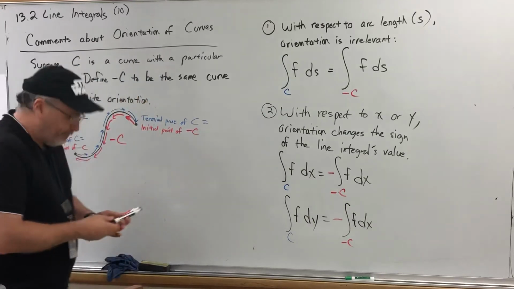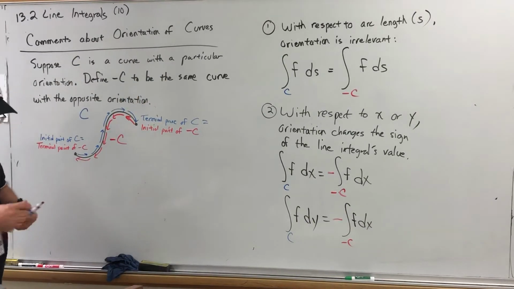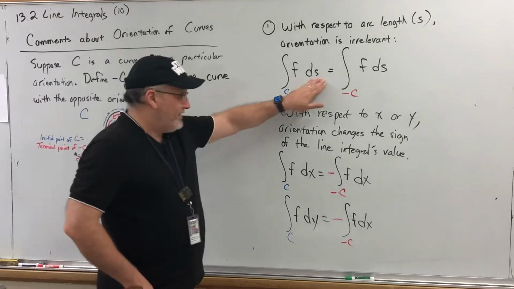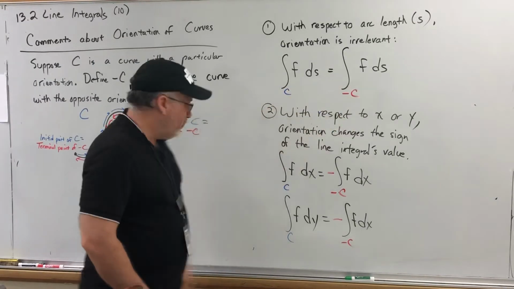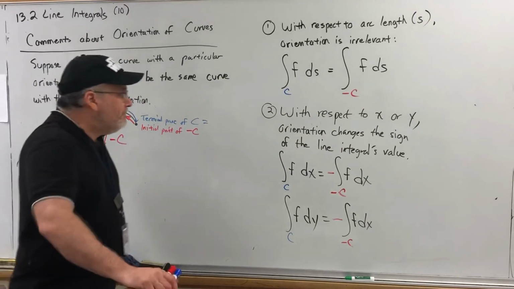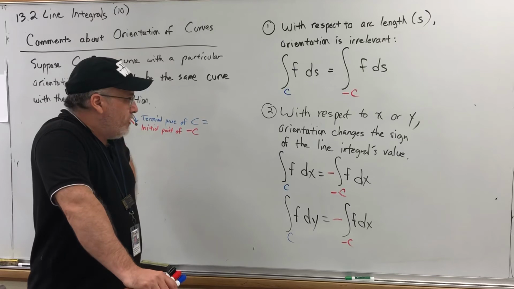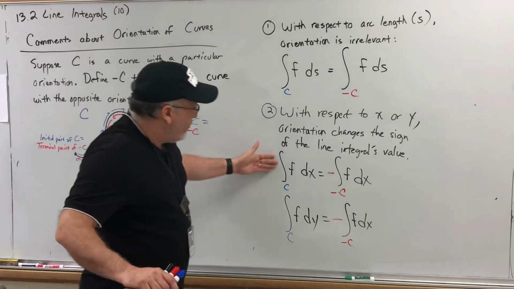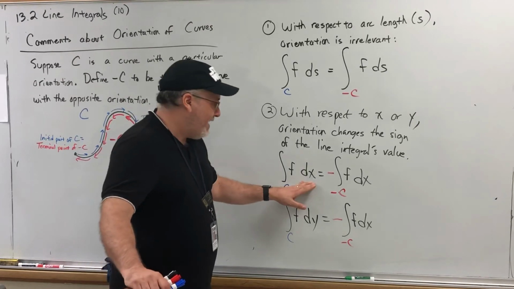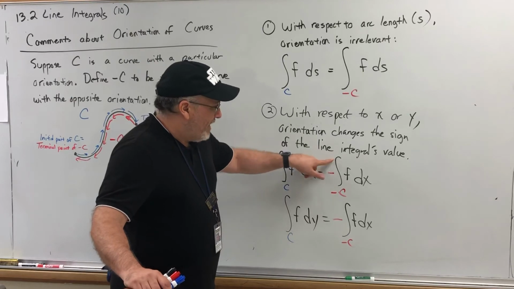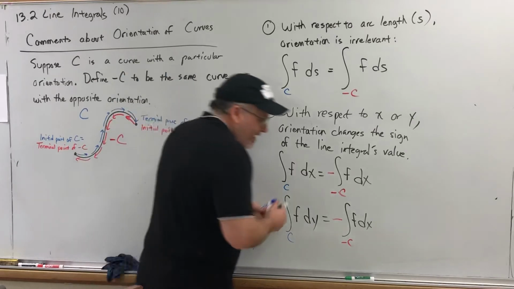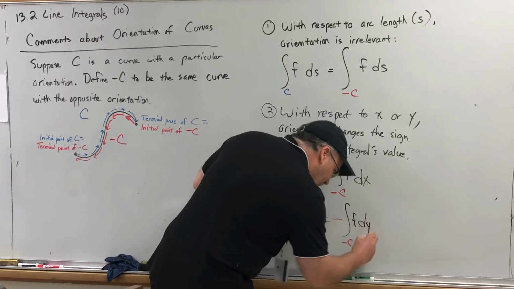So just keep in mind that orientation matters depending upon how you are evaluating the line integral. If you integrate with respect to the arc length parameter ds, then the orientation actually does not matter. Whether you go forwards or backwards, you'll get the same value. But with respect to x or y, the orientation changes the sign of the line integral's value. So evaluating a line integral over a curve with respect to x would give the opposite of the line integral over the negative of that curve in reverse with respect to x. And the same thing with y, and I just realized this last x should be a y.